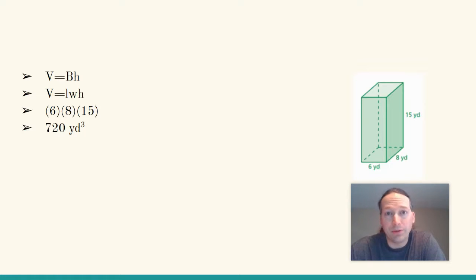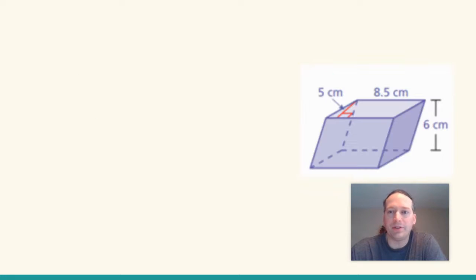Now you got to make sure you label properly. In volume, it's always going to be cubic units because we have a length, a width, and a height. So we have yards length, yards width, yards height. That produces yards times yards times yards, which is yards cubed. So 720 yards cubed. Not very complicated. You could have done that without me showing you.